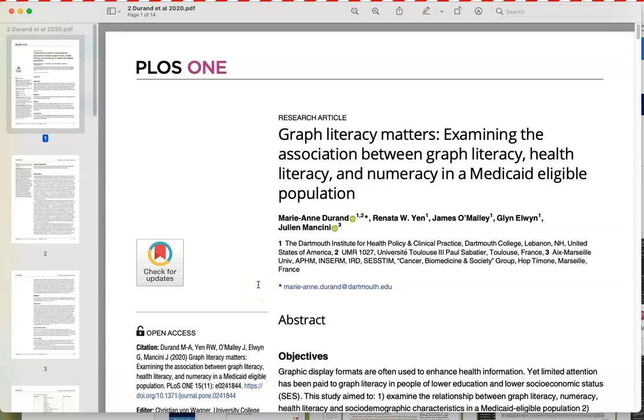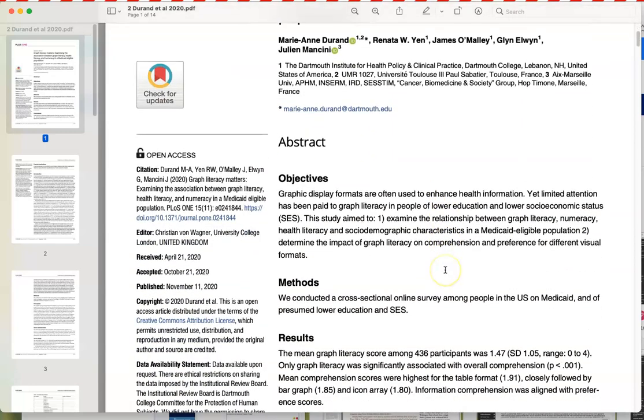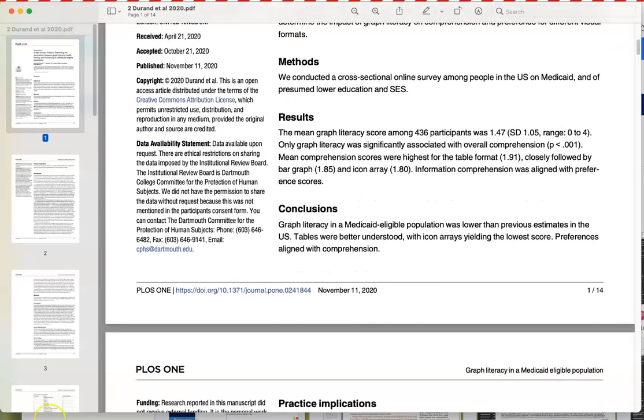Hello everyone, here is a mini screencast covering graphic literacy matters. I want you to start to think about the different types of literacy and how they connect to healthcare. This article pulls together health literacy, graphic literacy, and numerical literacy. Here are some key things to focus on as you read through this particular manuscript.